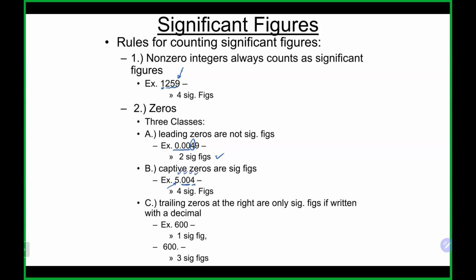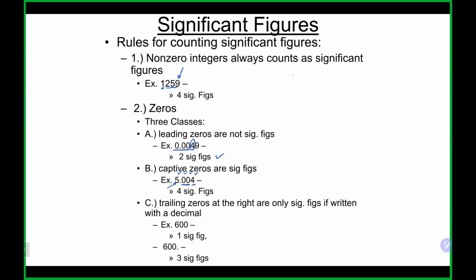The last one is really the one that screws up people a lot, which is the trailing zeros. And the zeros at the end of a number could be significant, or they may not be significant. And what determines whether or not they're significant is: is there a decimal point in the number? And unlike when we do scientific notation, it needs to be written. So you can't just assume that it's there. It actually does need to be written in the number.